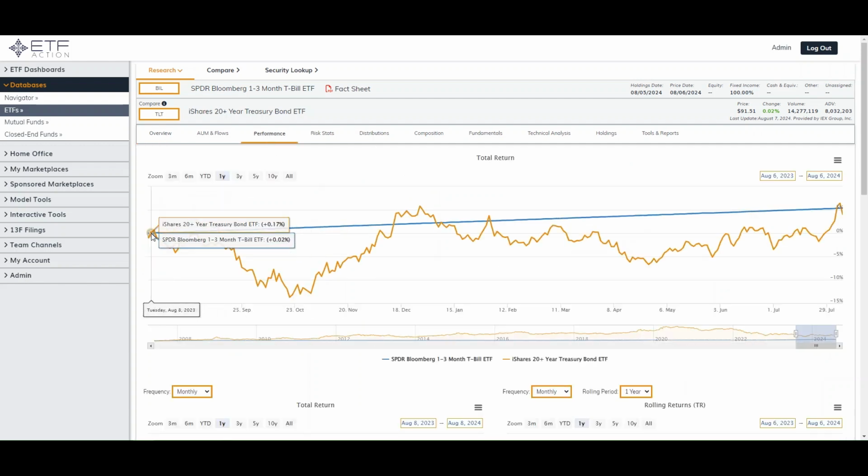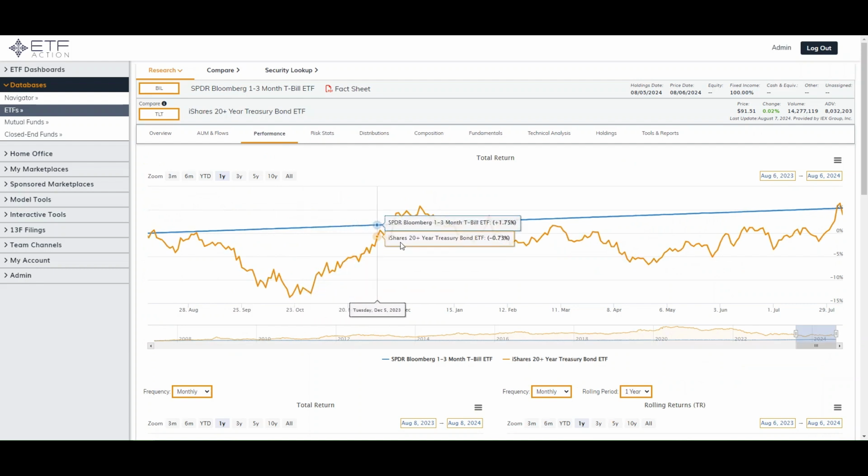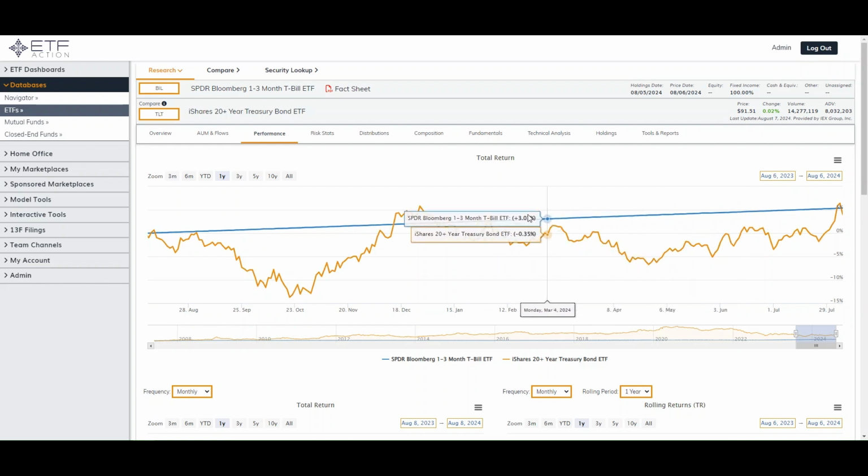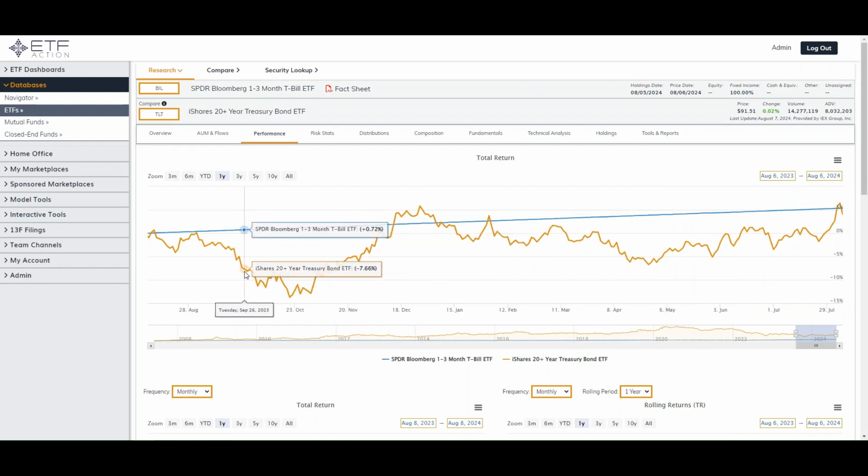So this smooth, nice, slow and steady wins the race curve here is the T-bill. This is the short dated, ultra short treasury bond ETF, our T-bill ETF, BIL. And the orange line that shows a little bit more volatility is going to be our longer duration, 20+ year treasury bond ETF, TLT. And this is over the last year.